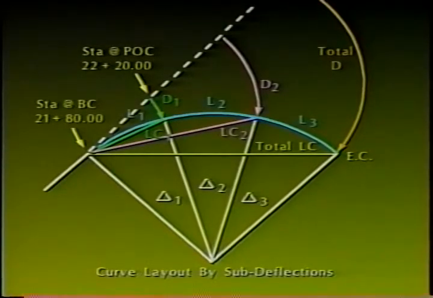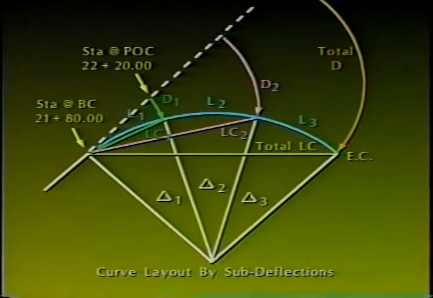Therefore, using a theodolite set up at the BC and 0 to the PI, deflection angle D sub 1 is set off to the right, and the distance 39.99 feet is measured, laid out from the BC on the line produced from BC to POC sub 1, or long chord sub 1, correctly placing station 2200 in its position on the arc of the curve.